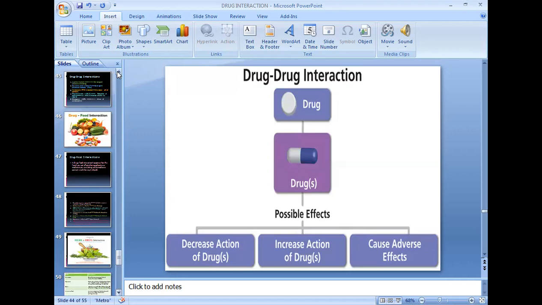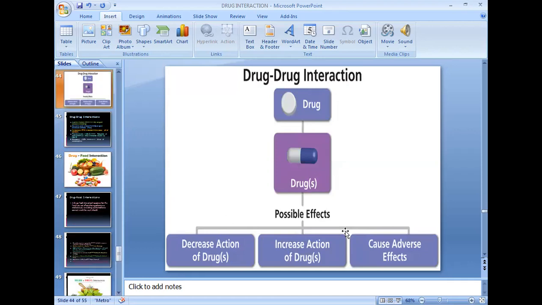different types, such as decrease in the action of the drug or drugs, increase in the action of one drug or both drugs, and it may be an incident of adverse drug effect, whether known or new.